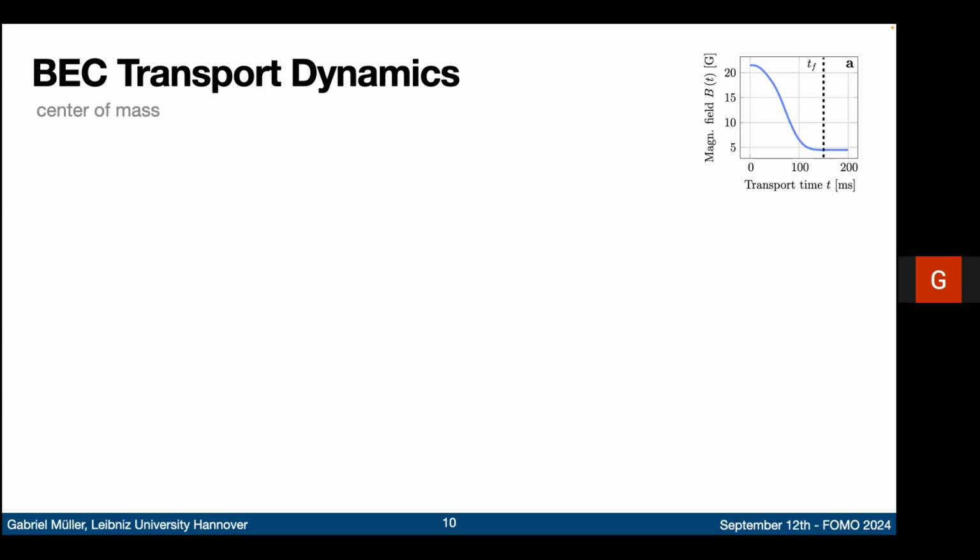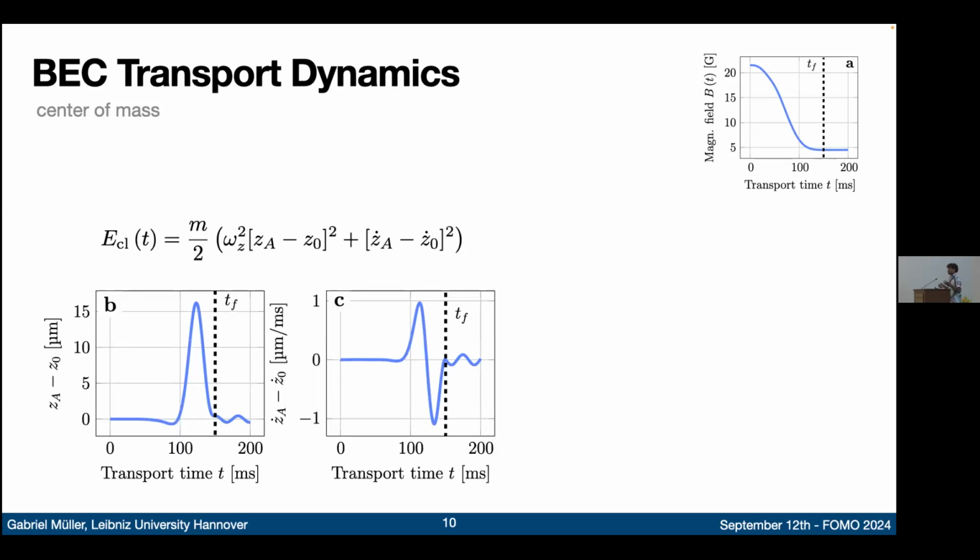So just as an example, so that you get a feeling for what we do, here in the right corner you see the magnetic field ramp, a time-dependent ramp, which is not optimized here yet. And we look at the center of mass dynamics. What you see on the left plot, in the frame of the transported trap, are oscillations. And you see that after the transport, after 150 milliseconds, you still get oscillations. And then, of course, you also get them in the velocity.